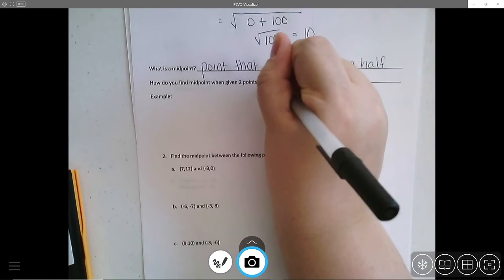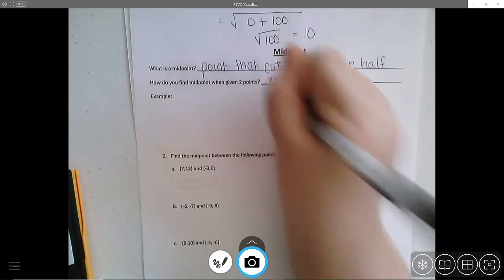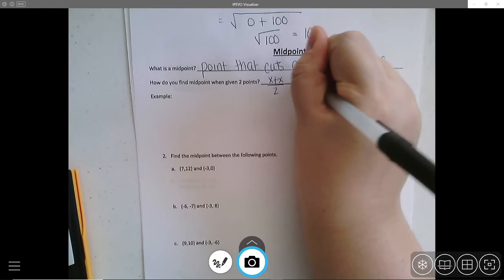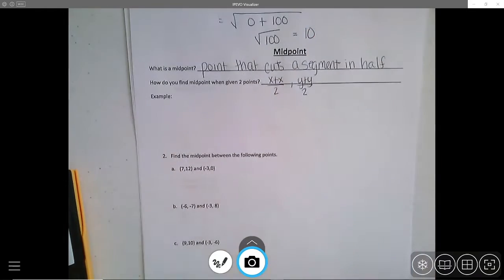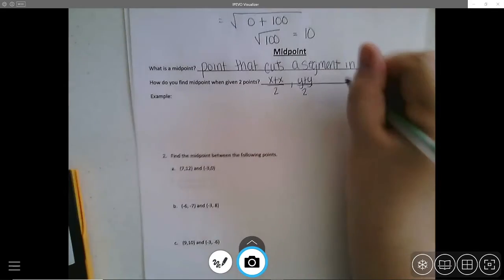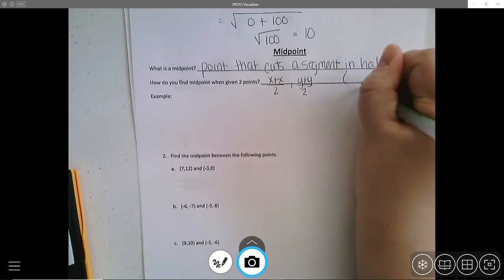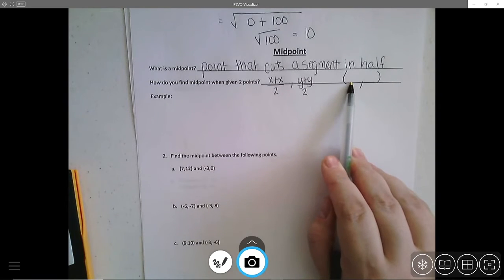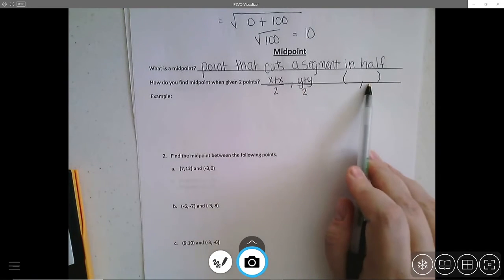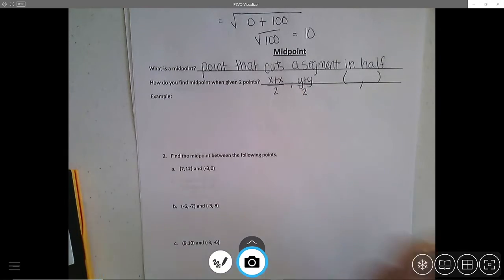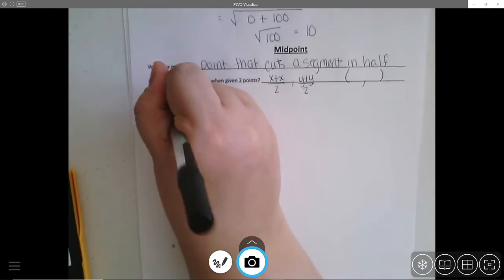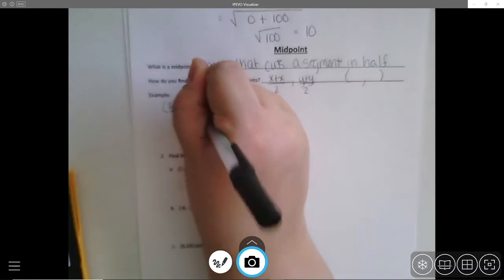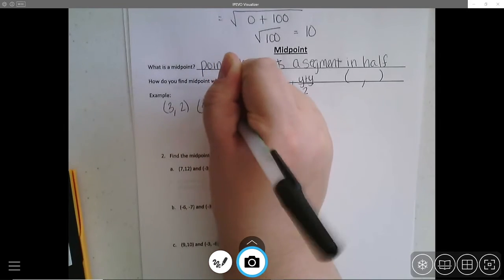You're going to take the x's from your 2 points, add them, and divide by 2. And then you're going to take your y's, add them together, and divide by 2. The big thing is when you're given a midpoint at the end, it should always be an x, comma, y again. This x plus x divided by 2 goes in the first spot. Y plus y divided by 2 goes in the second spot. So looking at an example, we'll say we have 3, 2, and then we'll have 4, negative 1.